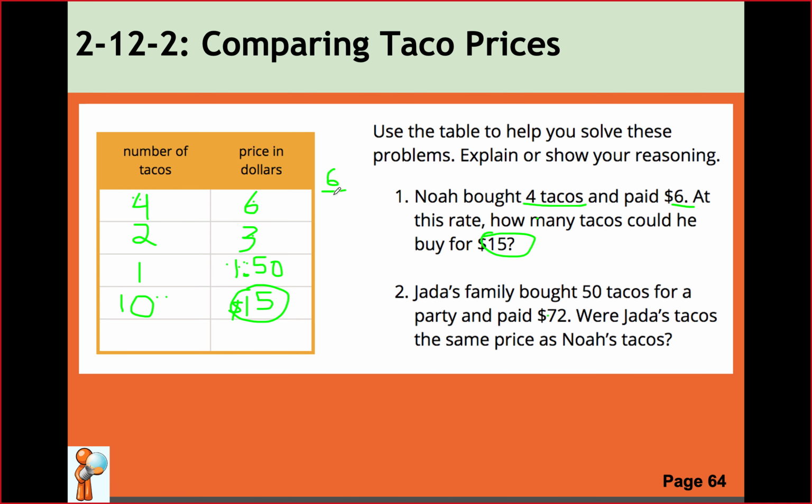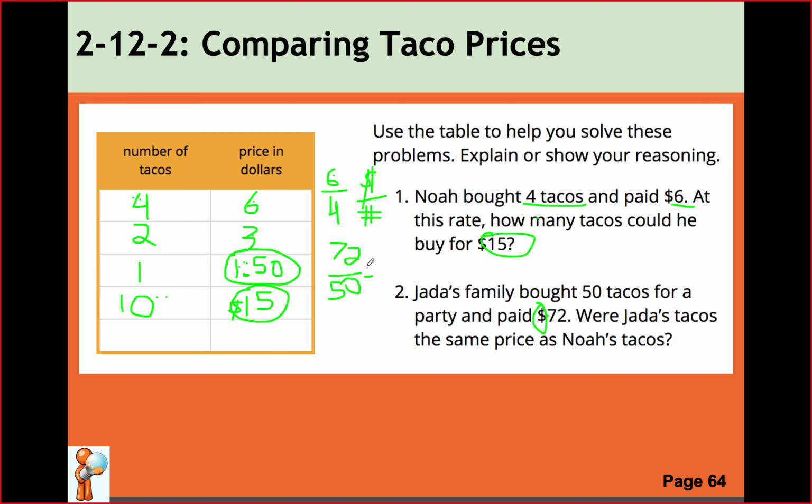6 divided by 4. So you always do the price of something, however many it is. So movie tickets, tacos, the price over the number that you buy, because you're dividing it up by the number that you have. So 6 divided by 4 gave us 1.50. So that is our rate, 1.50. So now we're going to do $72, because it's always the price on the top. $72 divided by 50.